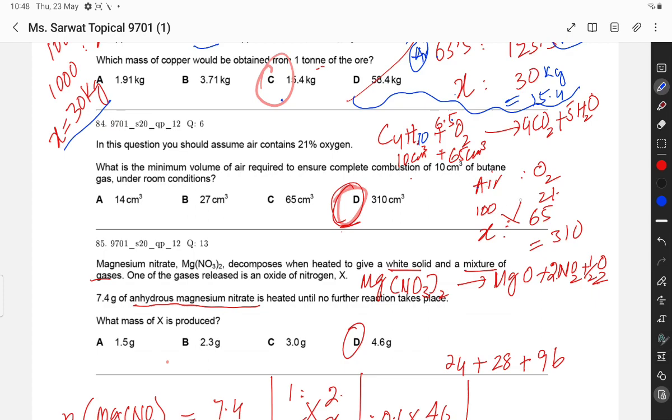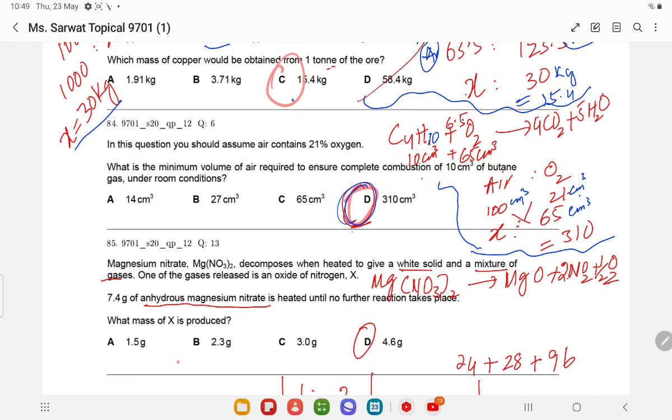So we know that 100 centimeter cube of air contains 21 of oxygen. So what would be the volume of air if 65 is the volume of oxygen? 100 centimeter cube contains 21, and X contains 65. This is equal to 310. So D is the best option.